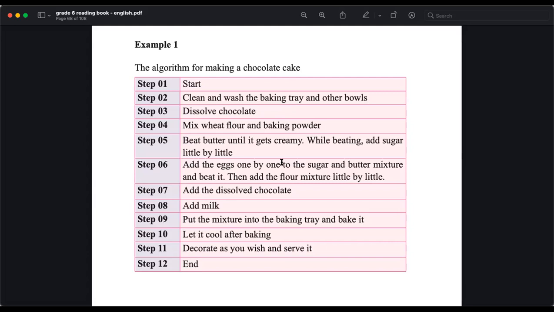While beating, add sugar. Add the eggs. Likewise, then add dissolved chocolate. Add milk, mix in the baking powder and bake it. Let it cool after baking. Decorate as you wish and serve it. So, what is the output? Output is here: serve the chocolate cake. Or you can just say chocolate cake, or serving the chocolate cake is the output.